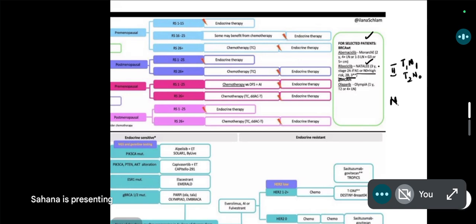I probably will take this as N-plus with more than 4 nodes, N0, N-plus with 1 to 3 nodes with more than 5 centimeter or grade 3, and especially in BRCA wild, because you can't give olaparib in them. So if BRCA is positive, then according to the OlympiA trial, give 1 year of olaparib to T2 patients or those with 4 or more node positive.